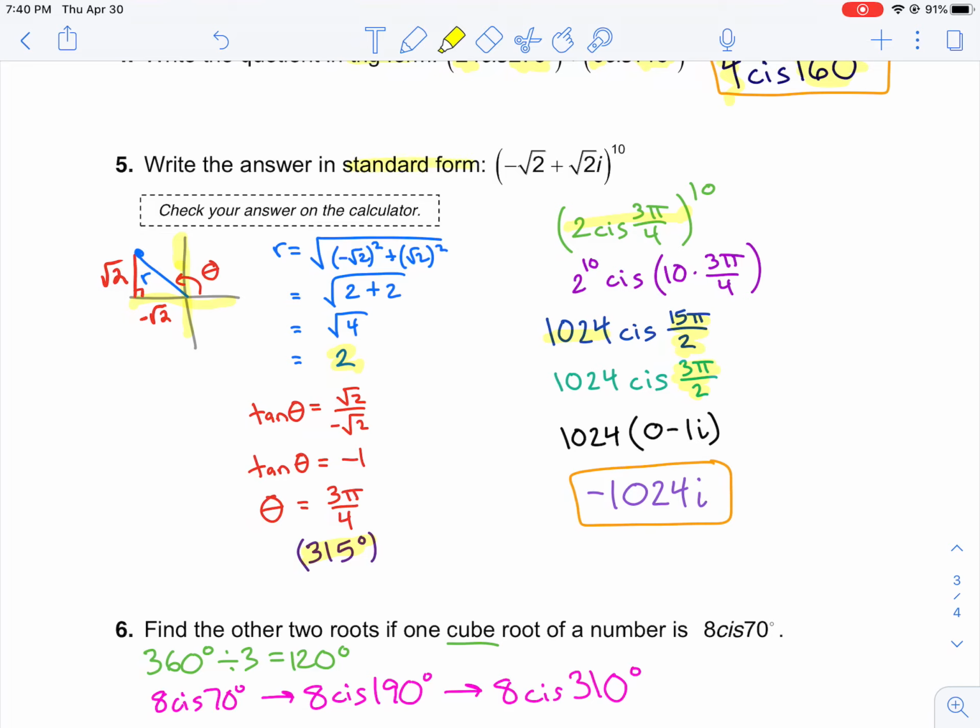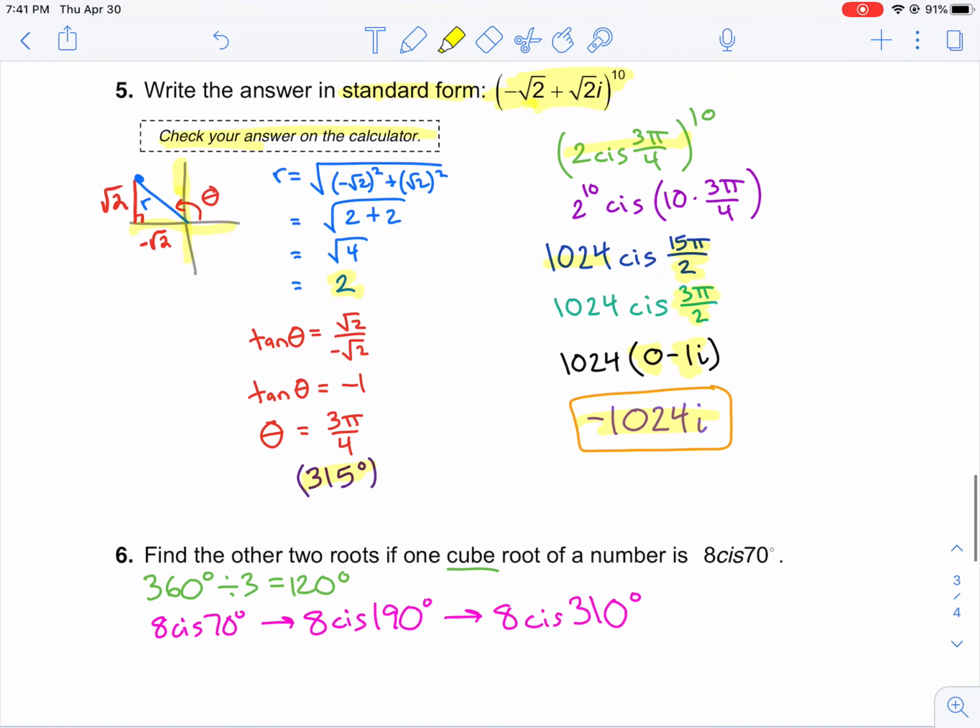And then I need to put it in standard form, which means I need to be in a plus bi form. So I'm going to take the cosine of 3 pi over 2, that's 0. And then I'm going to take the sine of 3 pi over 2, that's negative 1. And when I distribute the 1024, I end up with negative 1024i. You could also do this on your calculator. Don't forget, you can enter just this value right here to the 10th power, and it should give you this to check your answer.